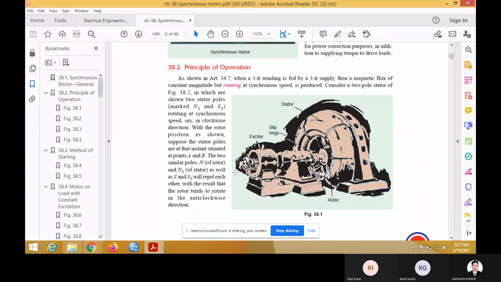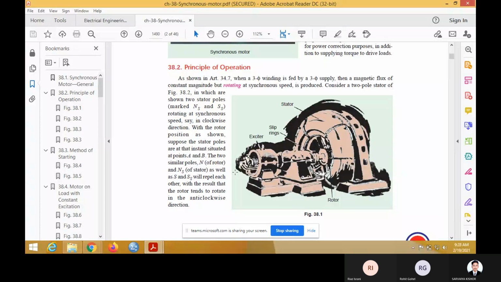Working principle or operation principle is similar to the alternator. So a three-phase winding is there on the stator side. That winding is known as the armature winding, and again a three-phase winding is on the rotor side or rotor circuit, that is the field winding, and single phase AC or DC excitation is also provided to the rotor circuit.